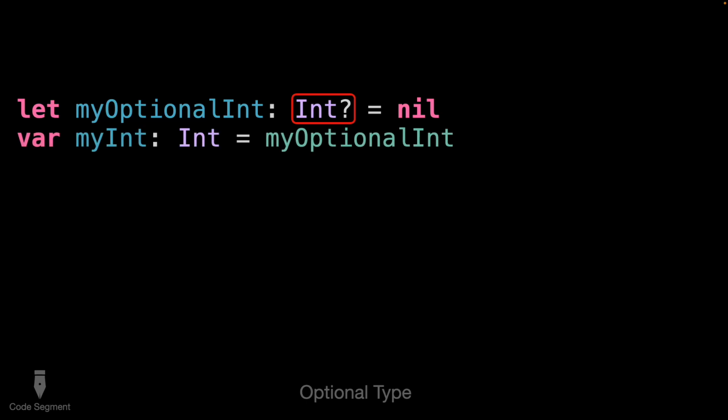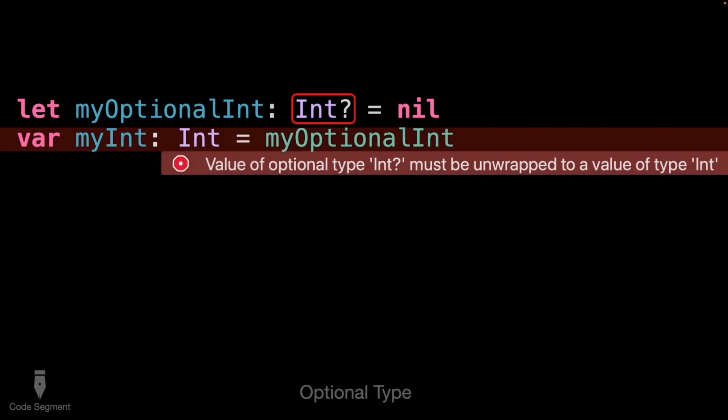Cool. So let's say that we have a new variable called myInt, and it has type Int, and we try to assign myOptionalInt to it. This should be pretty straightforward. However, the compiler gives us this error: value of optional type Int? must be unwrapped to a value of type Int. Because Int cannot have nil assigned to it, but myOptionalInt can have nil assigned to it, and in fact, in this case does.